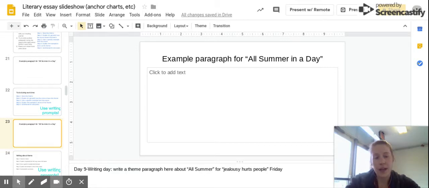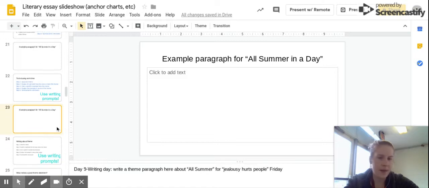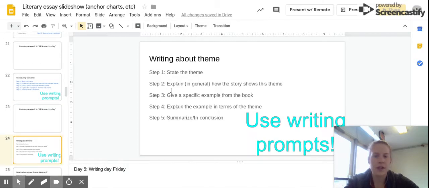So what you're going to work on again today is writing another paragraph about theme in your story. It's the exact same thing as yesterday, where you're going to go through those exact same steps. I want you to make sure you're using the writing prompts that you have in your notebook and just write about theme.